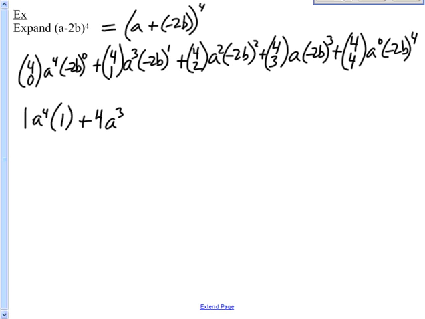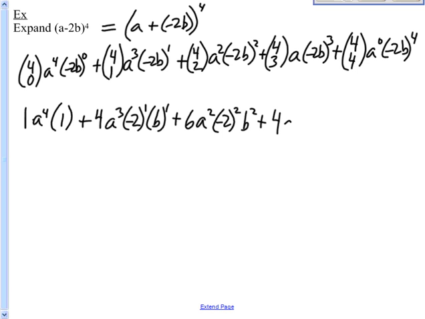A to the third, and then I got negative 2 to the 1, and I got b to the 1, right? I got 4 choose 2, which is 6, and then a squared, negative 2 squared, and then I got b squared. I have 4 choose 3, which is 4, a to the first power, negative 2 cubed, which is negative 8, b cubed, and then 4 choose 4, which is 1, a to the 0 is 1, and then this is negative 2 to the fourth, and b to the fourth.